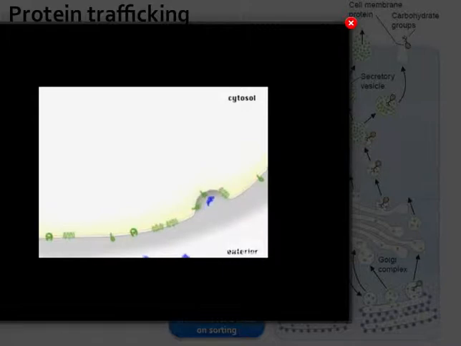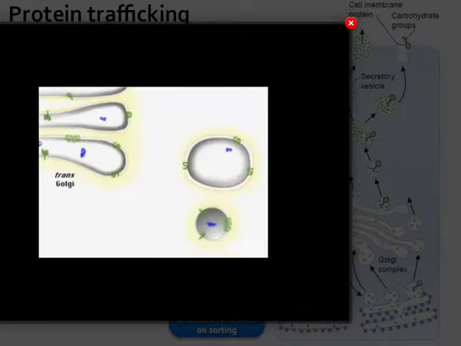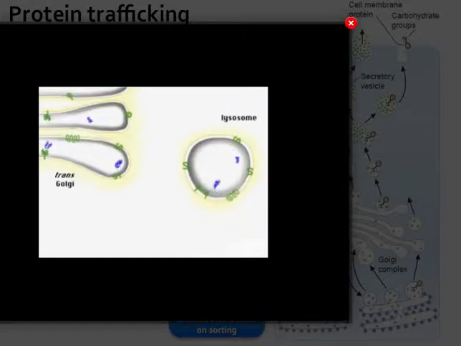Soluble proteins on the outside of a cell can re-enter by endocytosis and are sorted to lysosomes for degradation. Other proteins, including lysosomal enzymes, sort directly to lysosomes from the trans-Golgi.